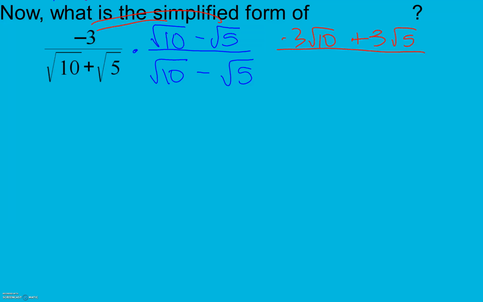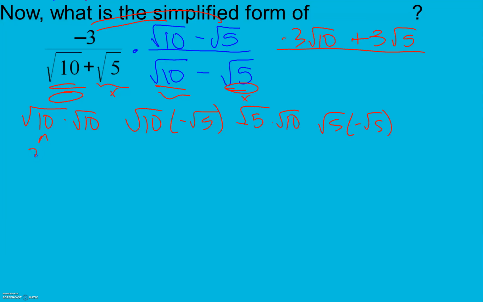In my denominator, I'm going to have to FOIL. Firsts, outsides, and keep that sign with it, insides, and lasts. And again, keep that sign with it. We're going to FOIL these and multiply the same way we did in the first half of this section.